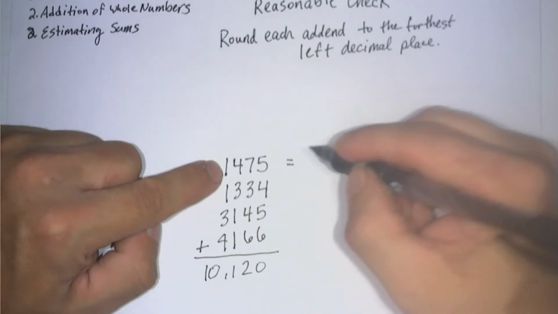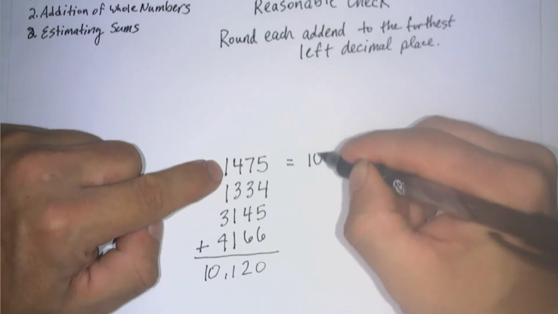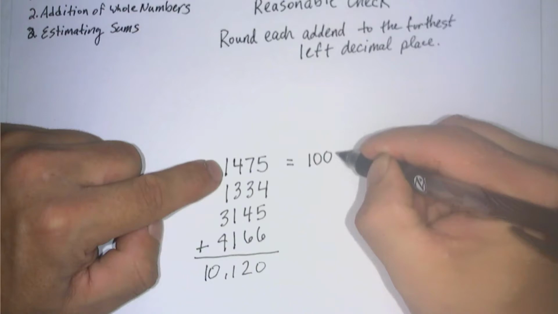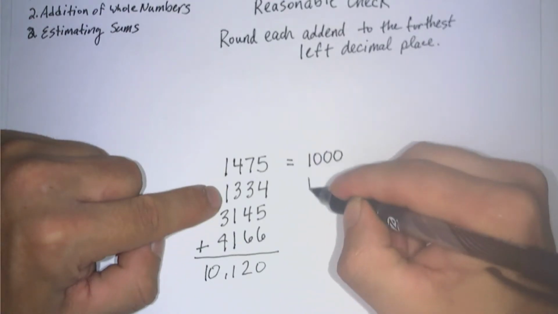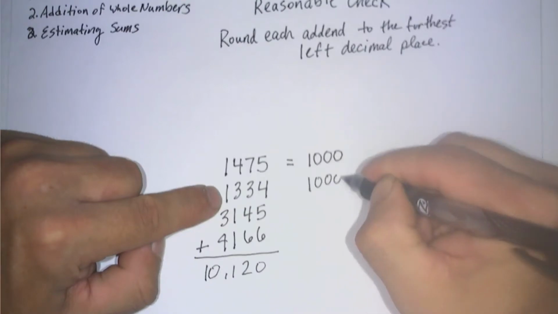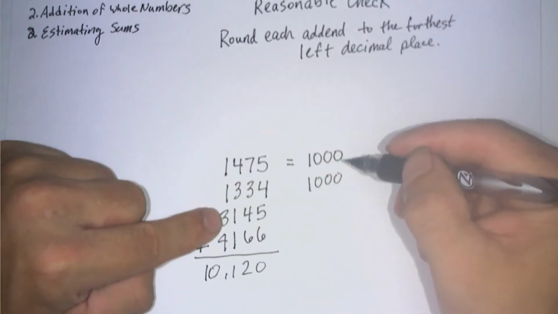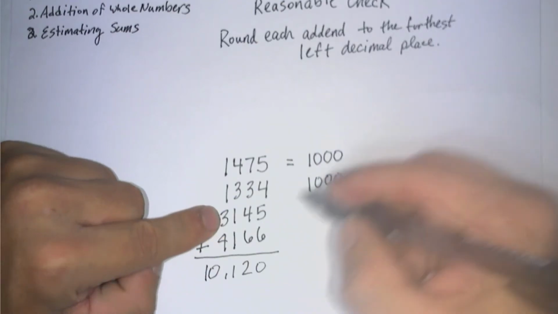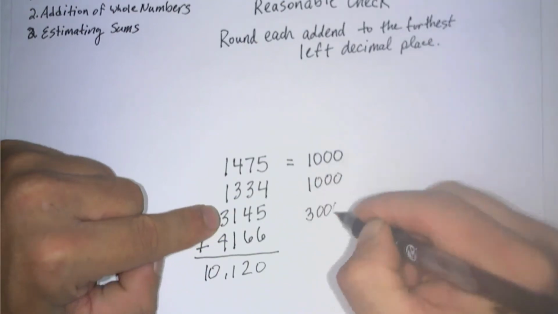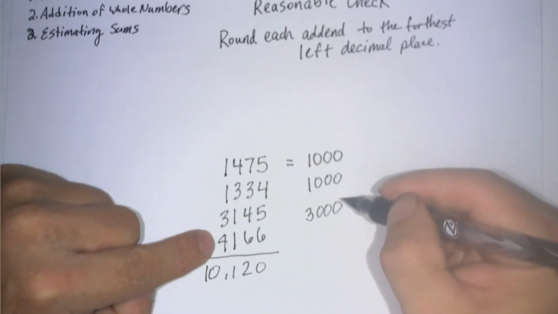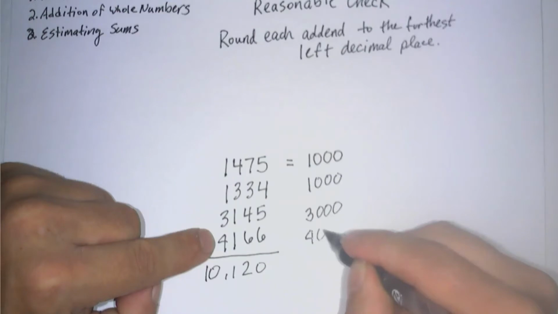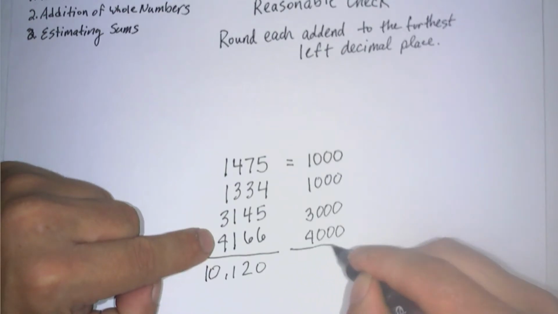So 1,475 is 1,000. 1,334 is also 1,000 because the 3 is less than 5, so we round down. And both of these are actually going to round down. This place is less than 5, so this is going to become 3,000. And this place is less than 5, so we're going to round down to 4,000. And when we add these up, we get 9,000.